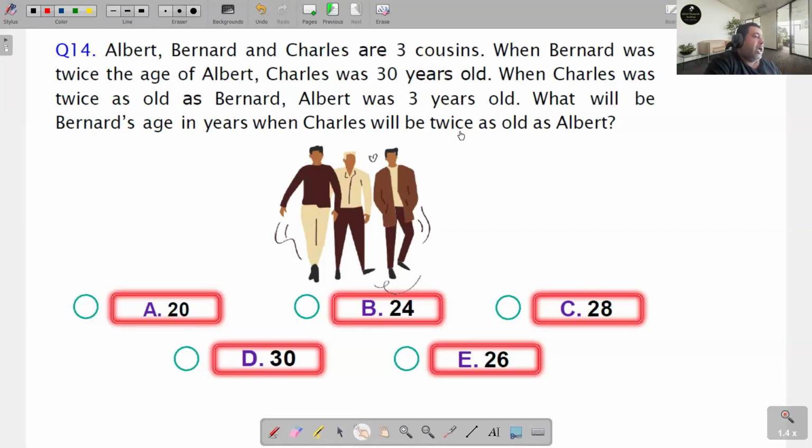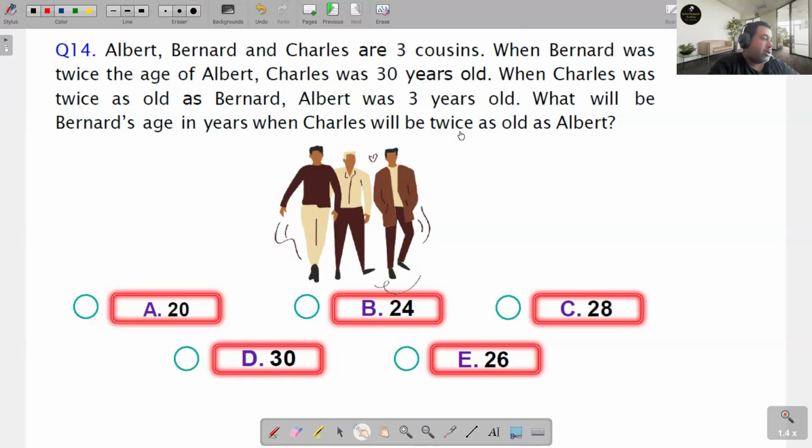Question 14. Albert, Bernard, and Charles are three cousins. When Bernard was twice the age of Albert, Charles was 30 years old. When Charles was twice as old as Bernard, Albert was 3 years old. What will be Bernard's age in years when Charles will be twice as old as Albert?